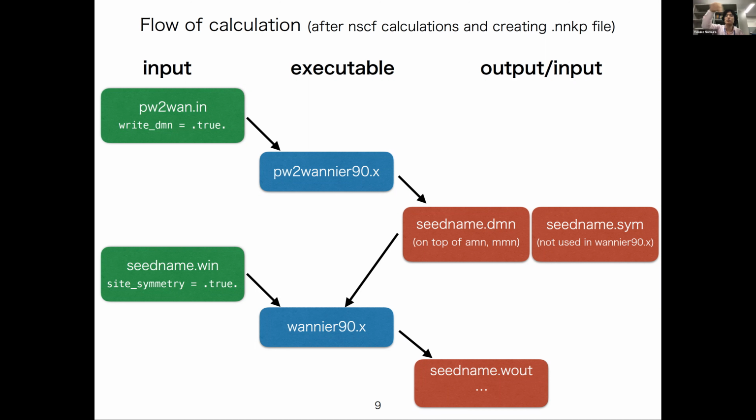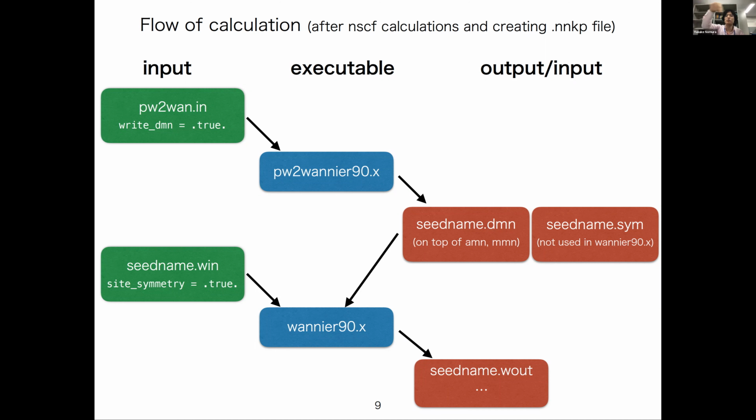So this is basically how the symmetry adapted Wannier function works. Again, the new input quantity is the DMN file, and in this DMN file, the information of the capital D and D tilde matrices is written. Let me give you an example of this D matrix.